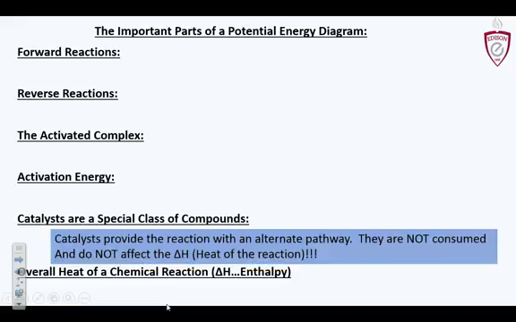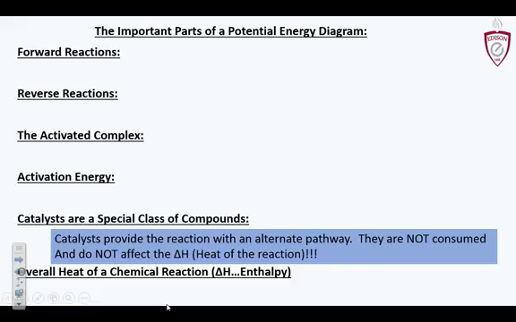Catalysts are special. They provide the reaction with an alternate pathway. They are not consumed, and they do not affect the delta H or the heat of the reaction. We will show you how to add this into the potential energy diagram. It's got a special line, and you'll see that the line for the potential energy of the reactants or products does not change. But the activation energy does. That's why it makes it go faster, because I need less energy.